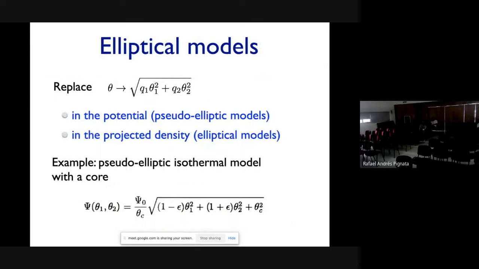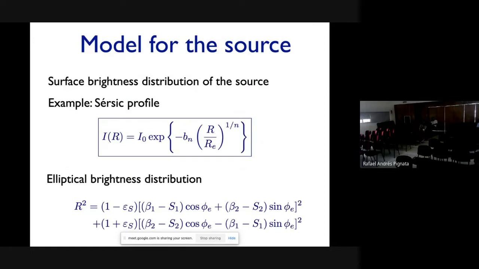I'm just mentioning some very simple examples that can be worked out and that are implemented in codes, and you'll see that right now. But of course, you can take any kind of mass distribution. Now for the source, again, we will consider some kind of analytic model. The source is a distant galaxy, so usually you won't see a lot of features in the source. So we will model the source by a Sérsic profile. By the way, for those who don't know, Sérsic was an astronomer here at this observatory.